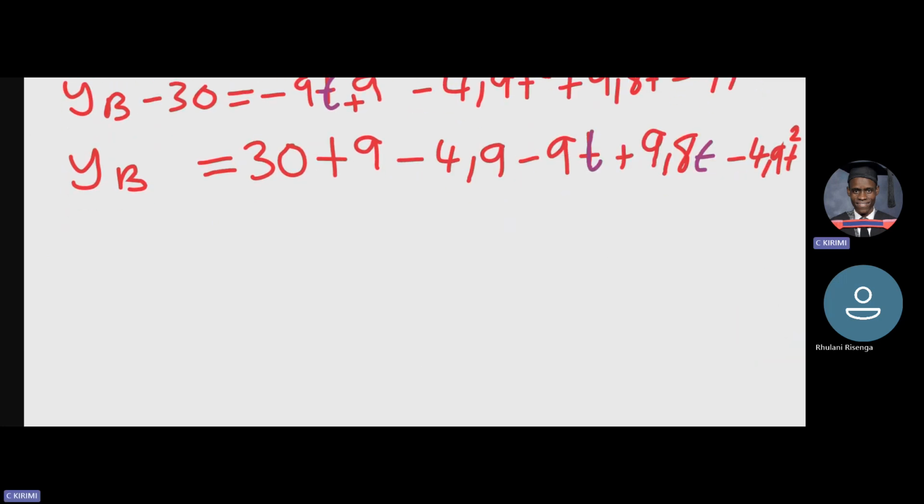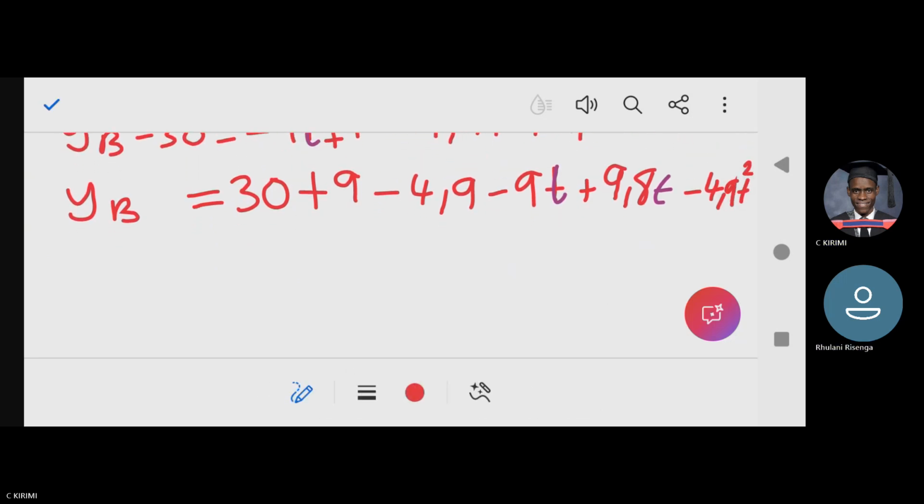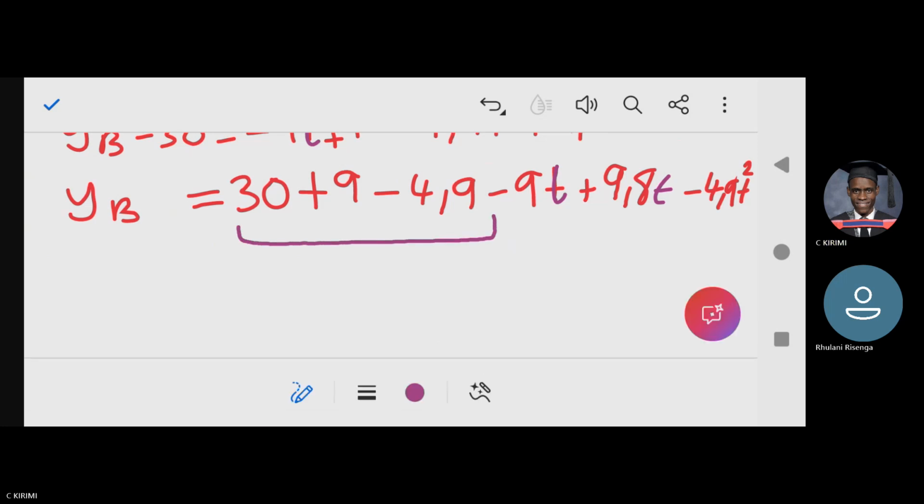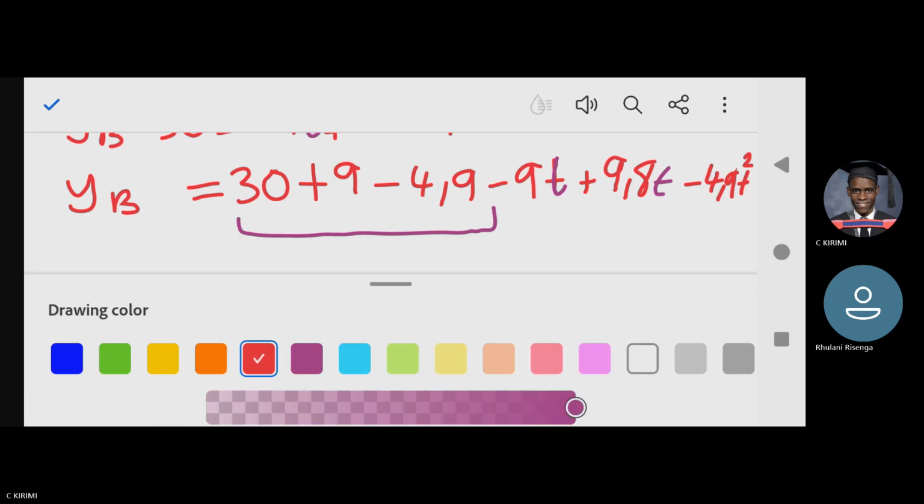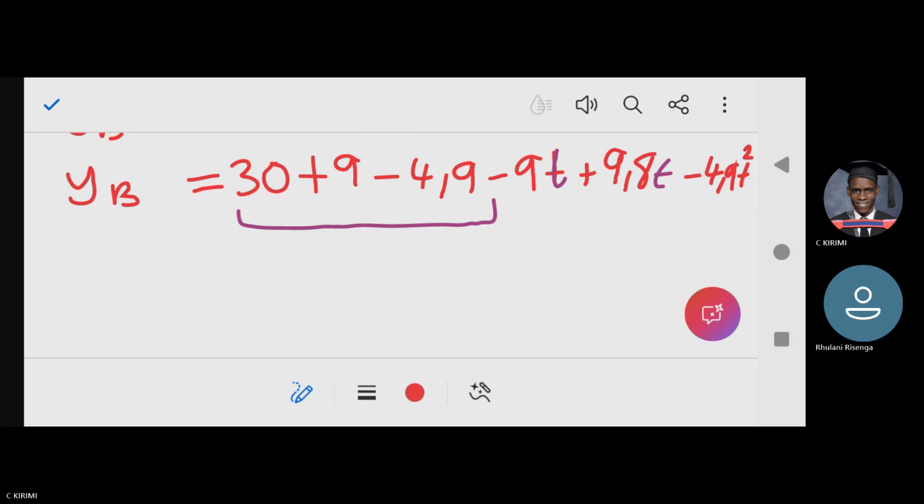And then in the end, what are we having as our YB? We group like terms together. So let's group this. What do you get? 34.1. So which means we are saying our YB will be equal to 34.1. Then the T's, what do they give you?